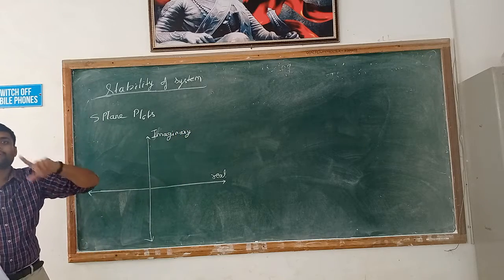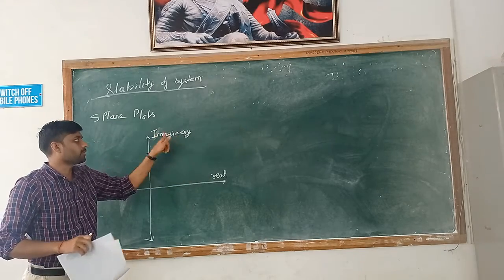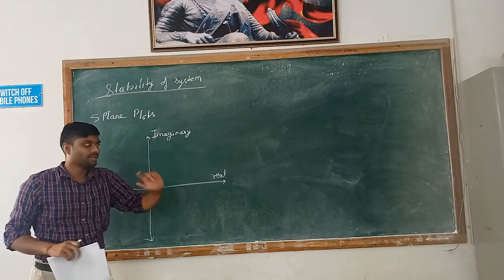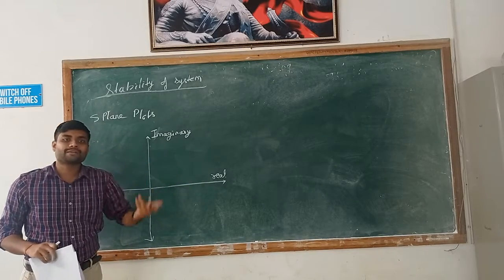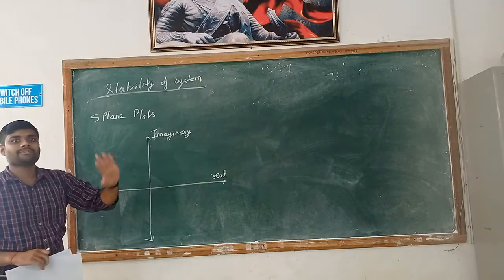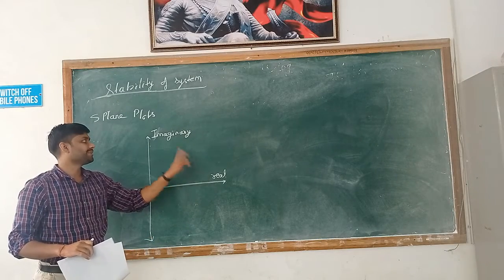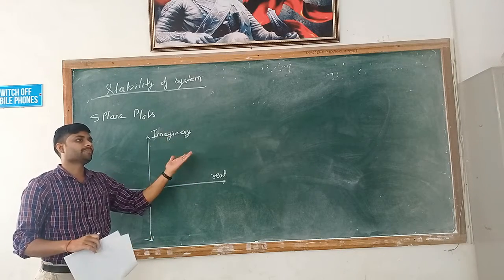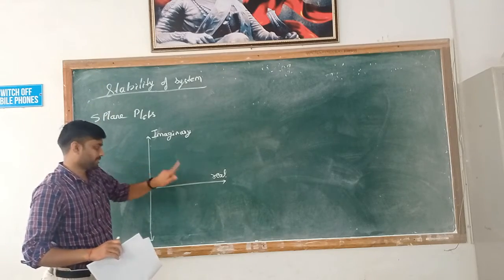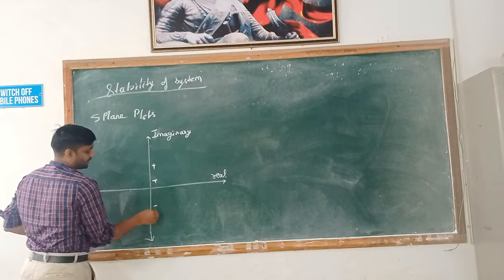The value of a pole may be real, imaginary, or a combination of real plus imaginary. How the value of a pole comes out imaginary or real will be understood when we solve the numericals practically. After this theory section, we will solve the numericals, and you will get the concept of how the value of a pole is real, how it is imaginary, and how it comes as a combination. And this side is positive, this side is negative.